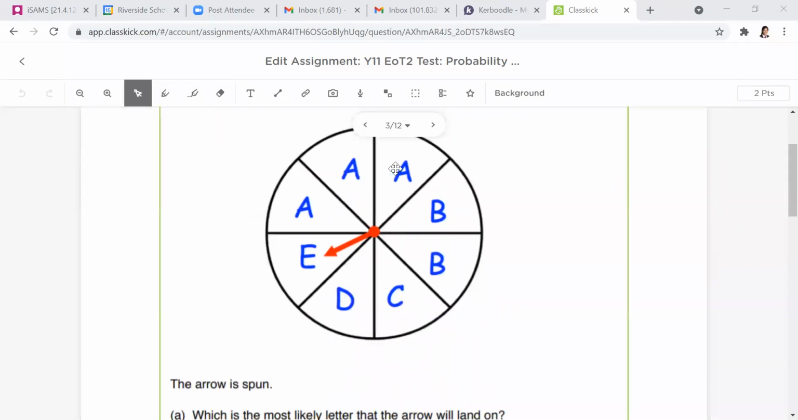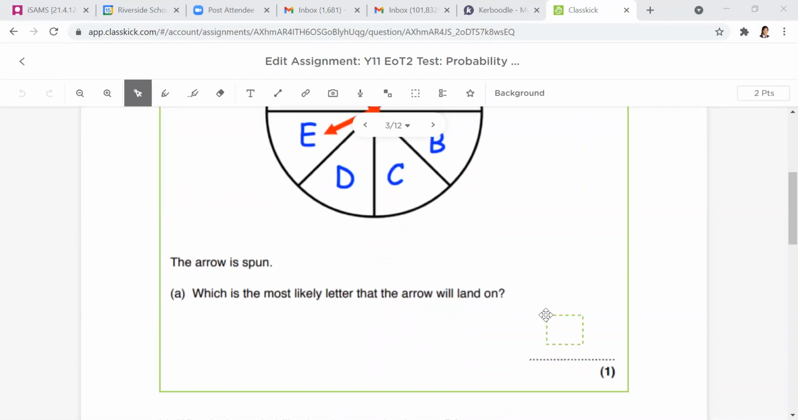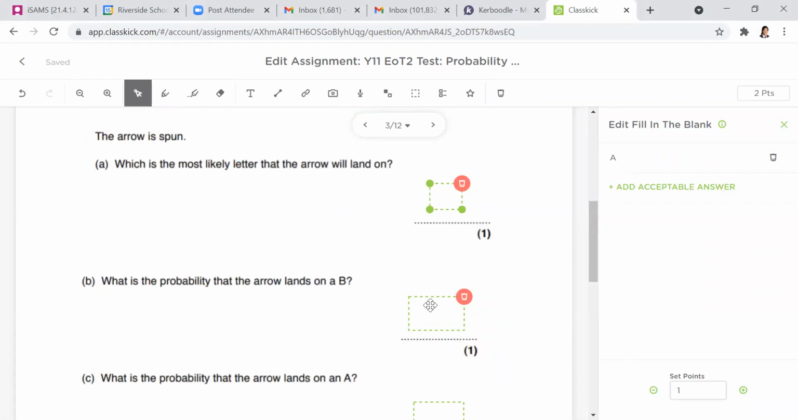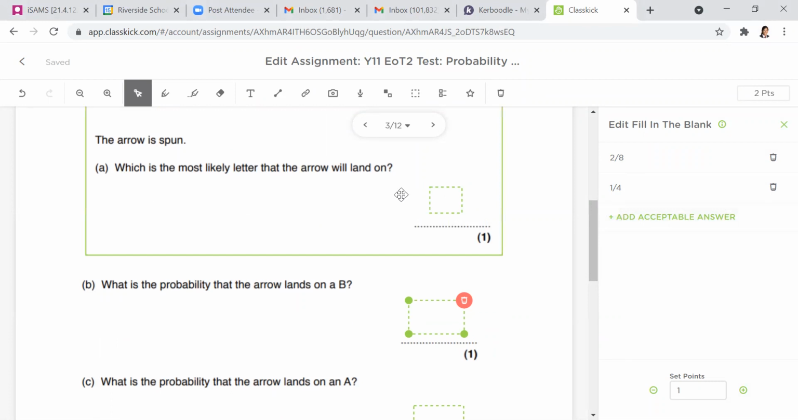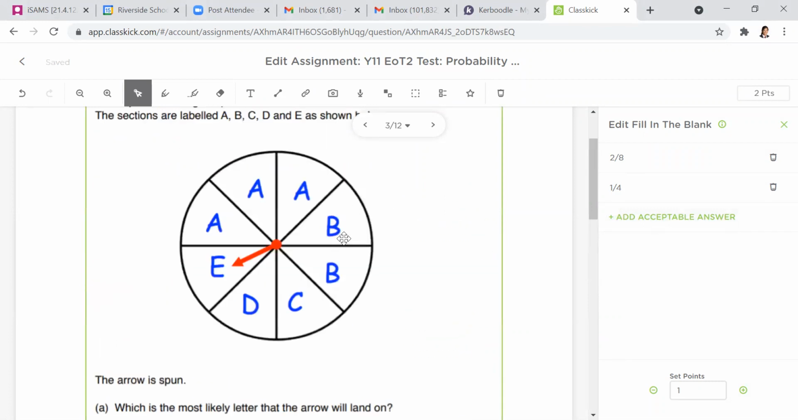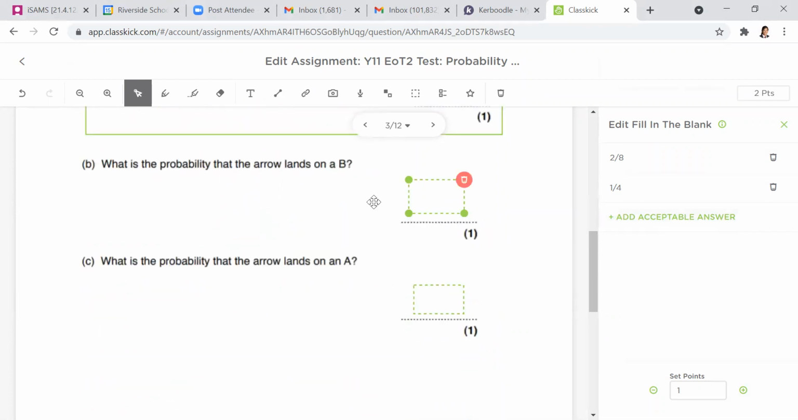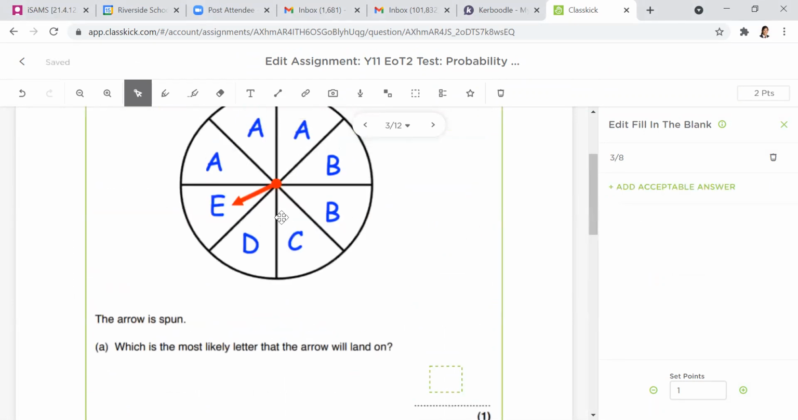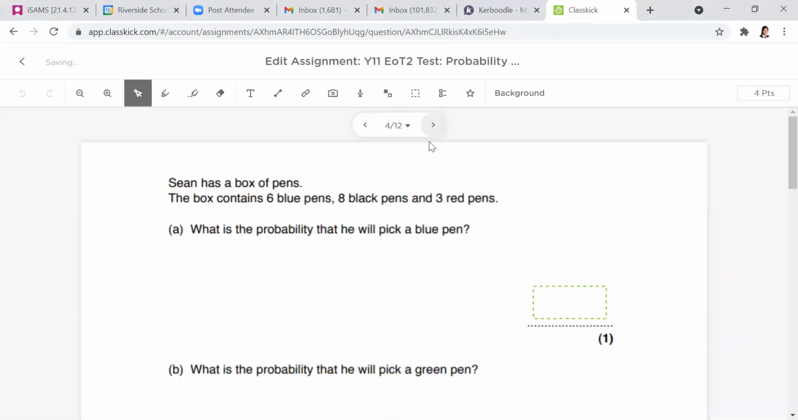Okay, here we have a spinner. The most likely letter is going to be A. And this one, I put 2 acceptable answers, 2 out of 8. So that was either 2 Bs or 1/4, simplified form. Same here, 3/8. Pretty easy. Can't simplify 3/8. Next question, flying right through it.